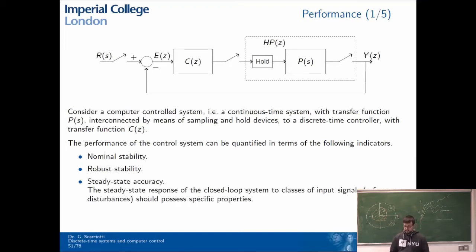The steady-state accuracy is concerned with the response of the system when a large amount of time has passed, okay? And we want to see how the system is behaving. In particular, we want to see if, given a certain reference, the response of the closed-loop system is in steady state following that reference or not. Okay? Let's look at an example.